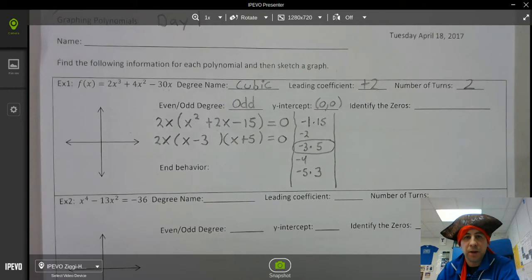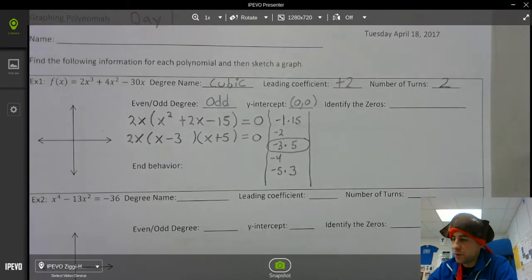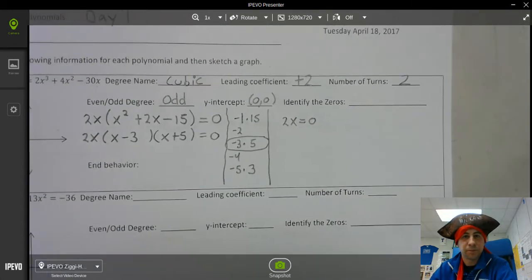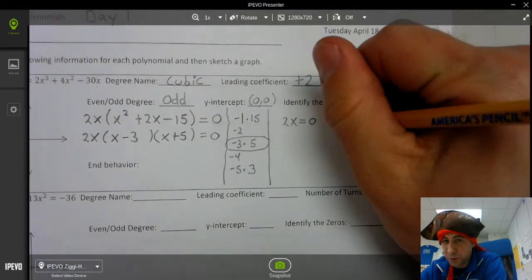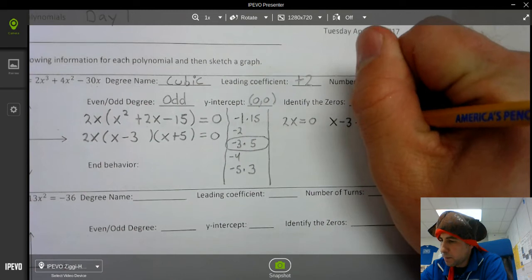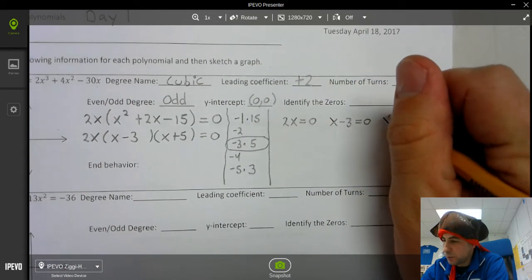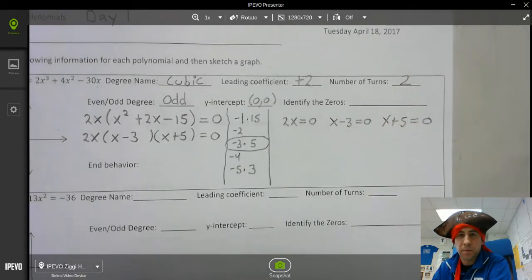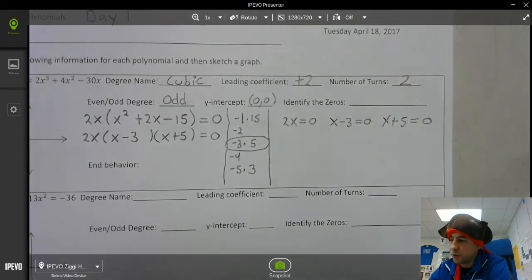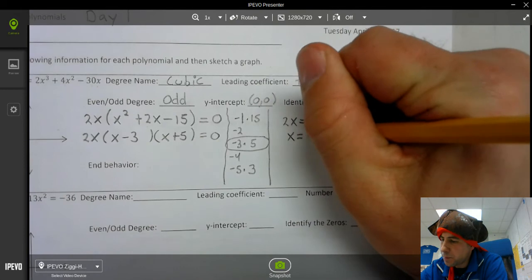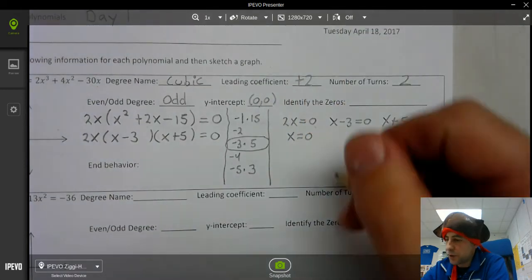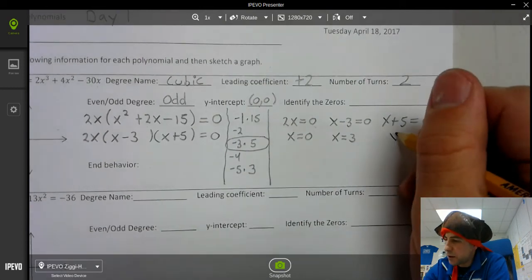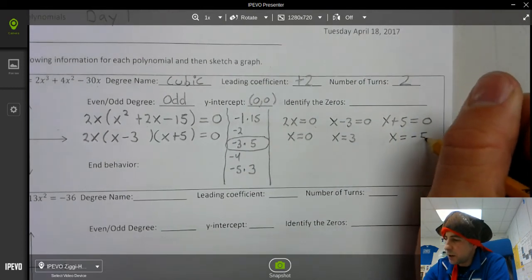Now we're going to set each of those equal to 0. So 2x equals 0, x minus 3 equals 0, and x plus 5 equals 0. Divide both sides by 2, so x equals 0. Add 3 to both sides, so x equals 3. Subtract 5 from both sides, x equals negative 5.